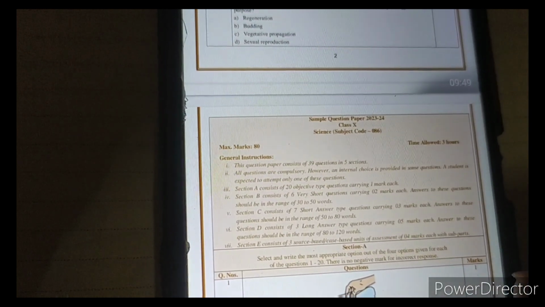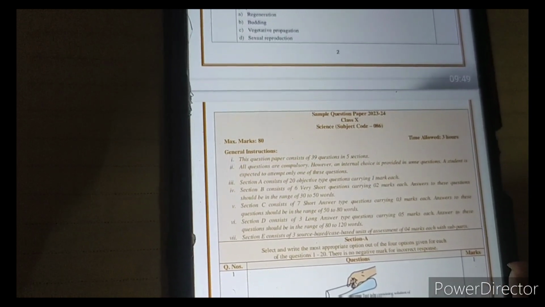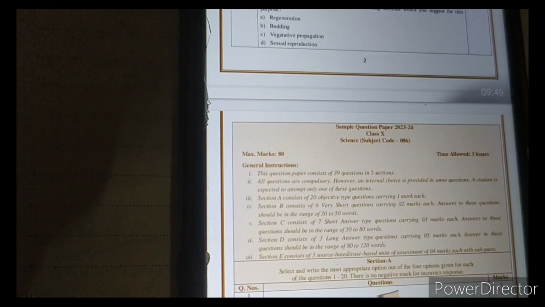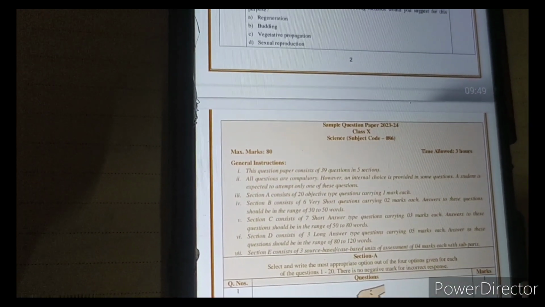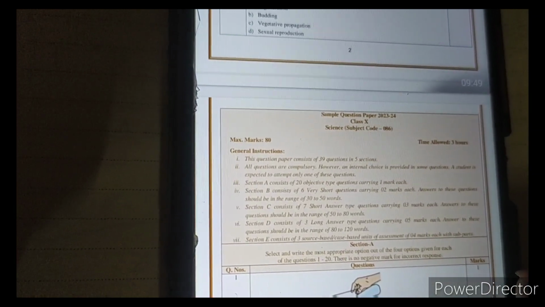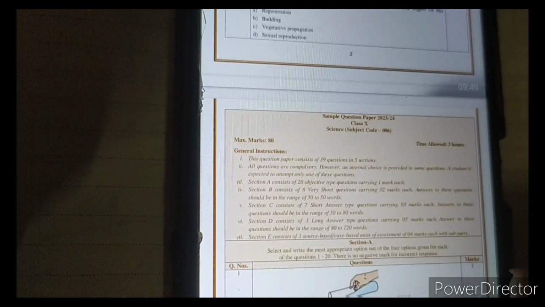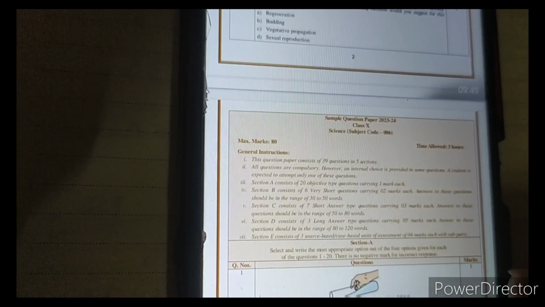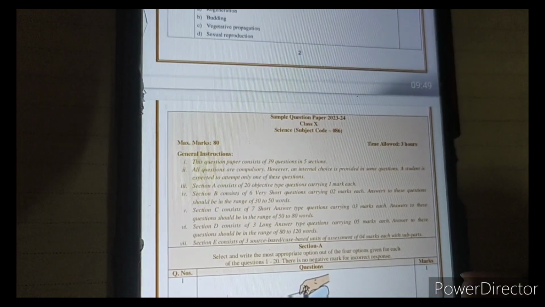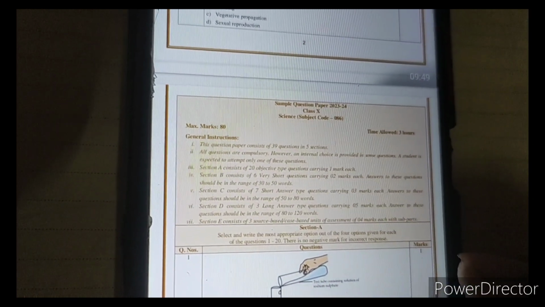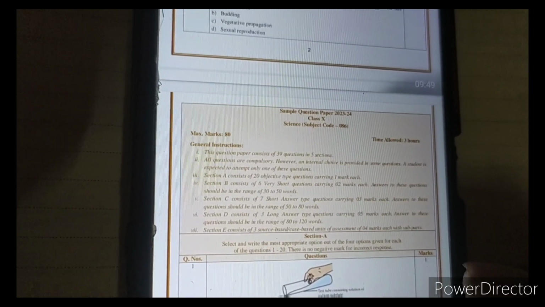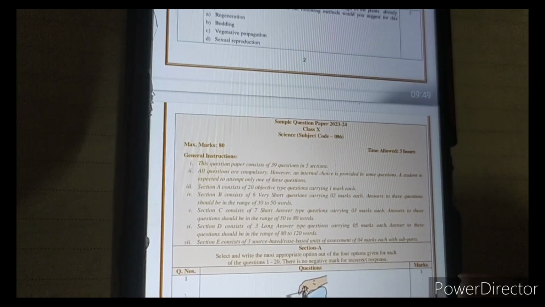You can see here, Section A consists of 20 objective questions carrying 1 mark each. Section B has 6 very short questions of 2 marks each, answer to which should be written in 30 to 50 words. And Section C consists of 7 questions of 3 marks each. The range should be 50 to 80 words. And Section D consists of 3 long answers, answer to which must be written in 80 to 120 words. And Section E consists of 3 source-based or case-based questions of 4 marks each with their subparts. So in this video, firstly we will solve Section A, which consists of 20 MCQs of 1 mark each.